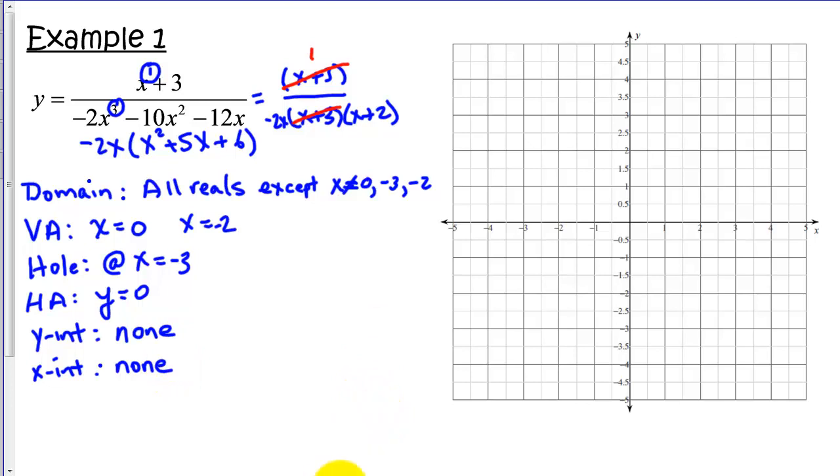So if we add these features to our graph, we'll put dashed lines for our asymptotes. So at x equals 0, we've got a vertical line here. I put a little extra one here by accident, so let's get rid of that.